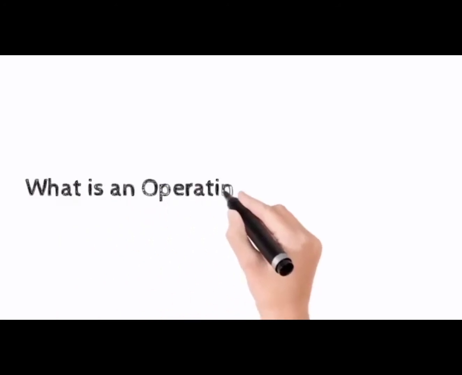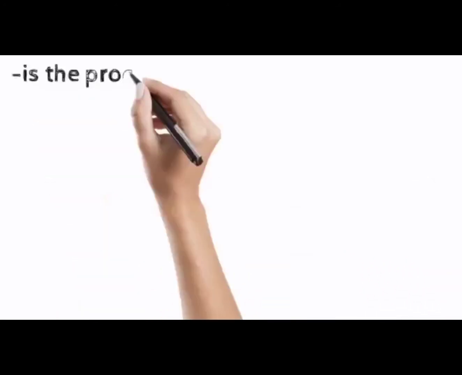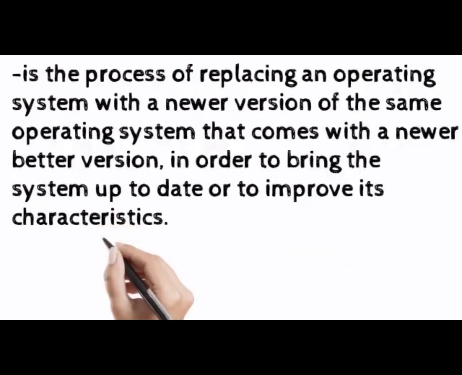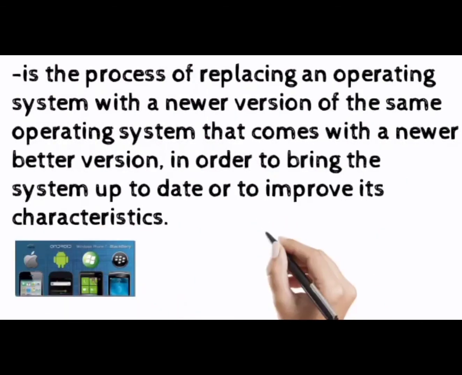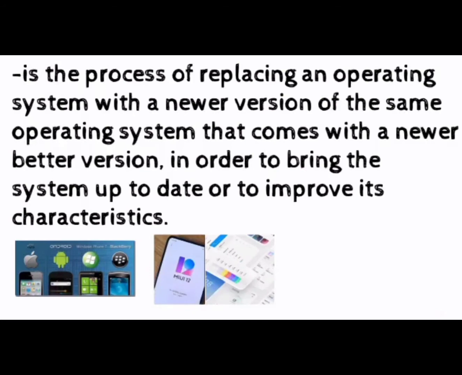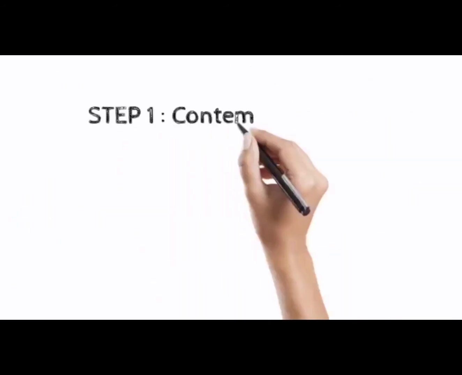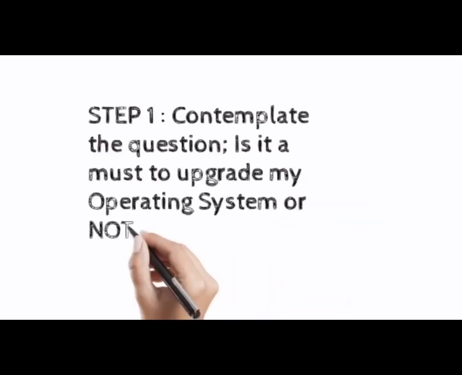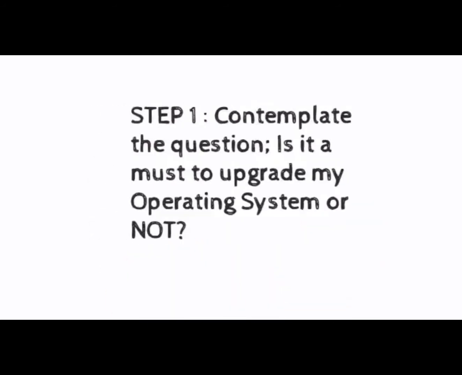What is an operating system upgrade? It is the process of replacing an operating system with a newer version of the same operating system, which comes with newer or better features in order to bring the system up to date or to improve its characteristics. Step 1. Contemplate the question: is it a must to upgrade my operating system or not?